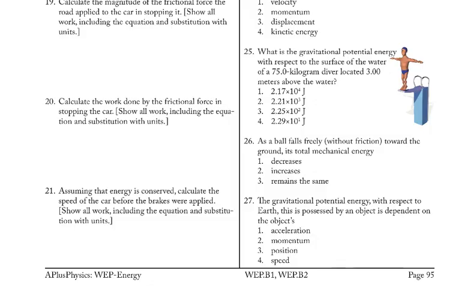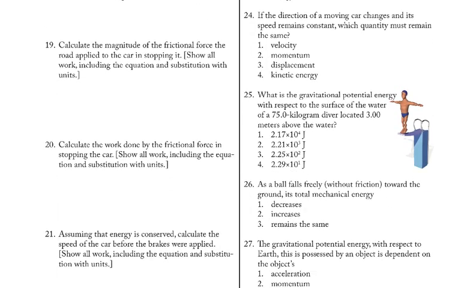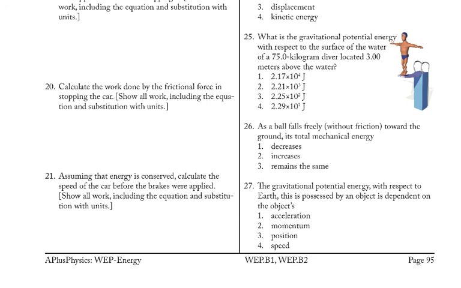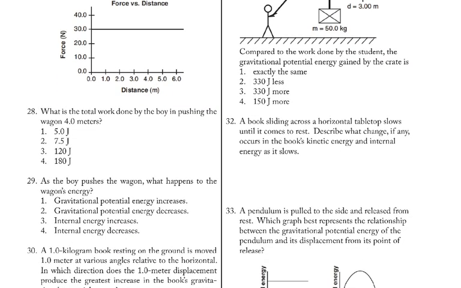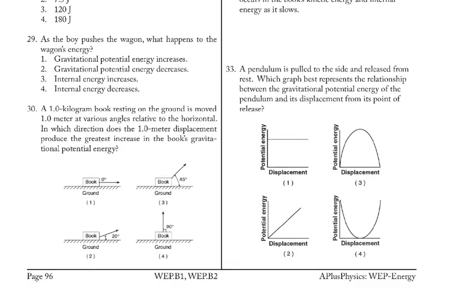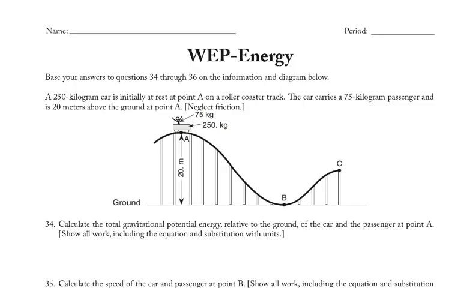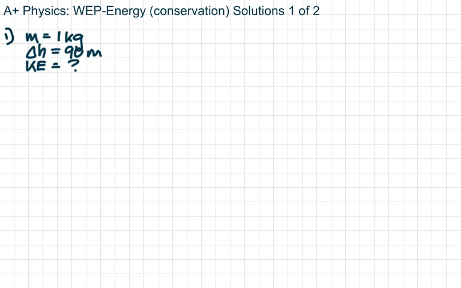Number 24 and 26. 24, there it is. And 26. Then on page 96, we have 29 and 31 to 36. So 29 and 31 through 36. Next page. Oops. 36. Okay, let's begin at the beginning with number 1.